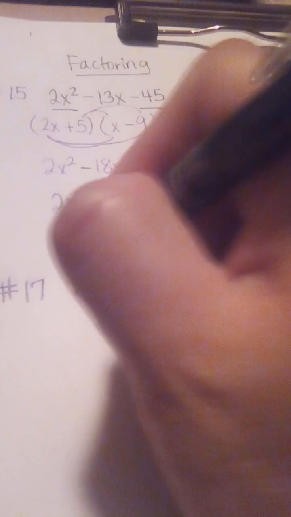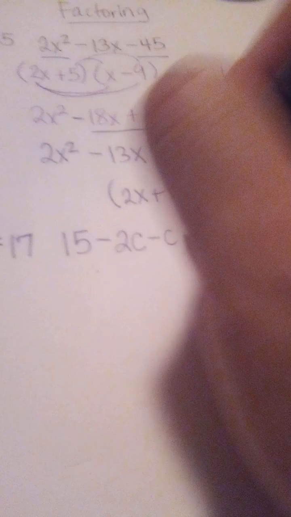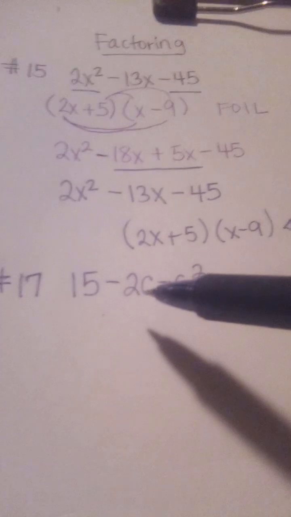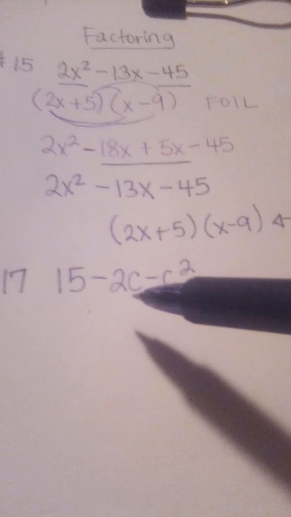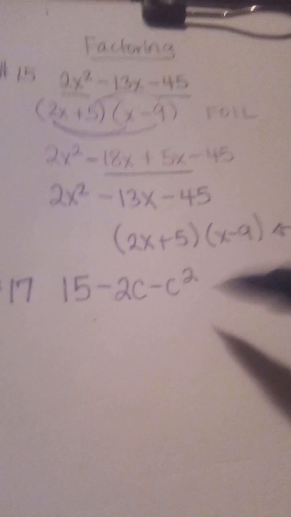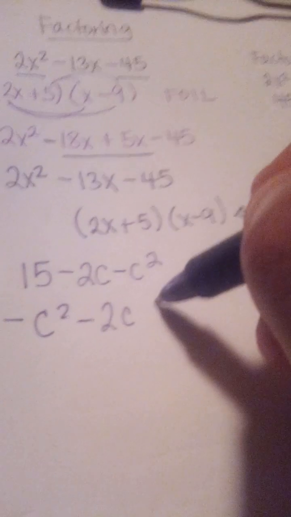Number 17, we have 15 minus 2c minus c squared. First question, is this problem written backwards? Yes. Can we reorder the problem? Yes, we can. Starting with the highest term, negative c squared, minus 2c plus 15.